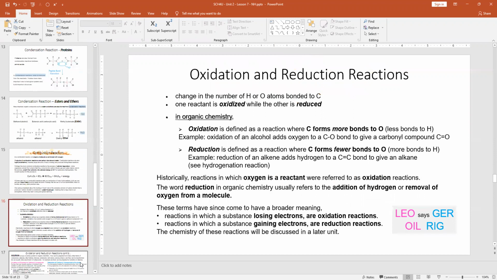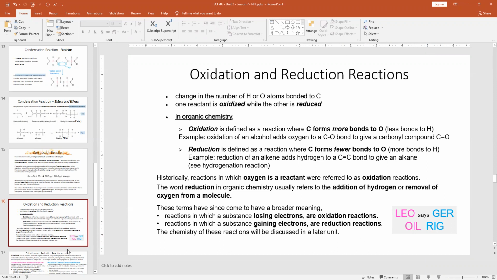We talked about oxidation and reduction reactions, where one component is oxidized while the other one is reduced. And we talked about the acronym LEO says GER, or OIL RIG. This helps us remember that when you're losing electrons, that's an oxidation reaction. When you're gaining electrons, it's a reduction reaction. Oxidation is loss of electrons, reduction is gain of electrons. And these will be discussed in greater detail in another unit.